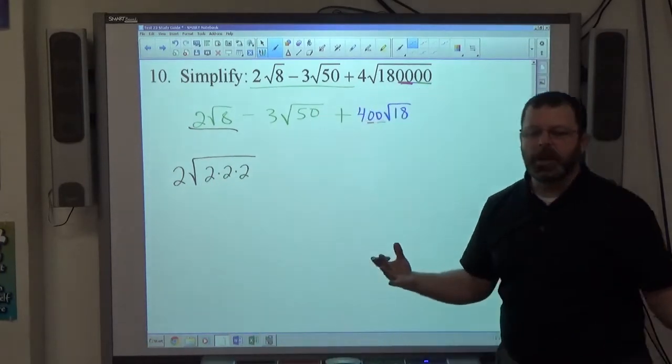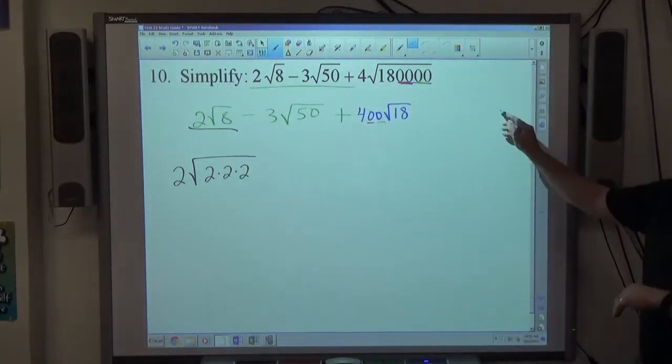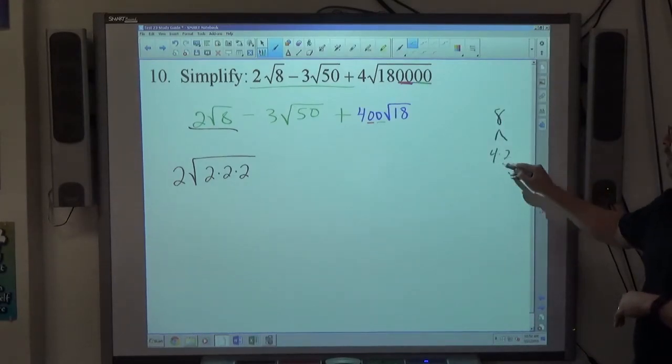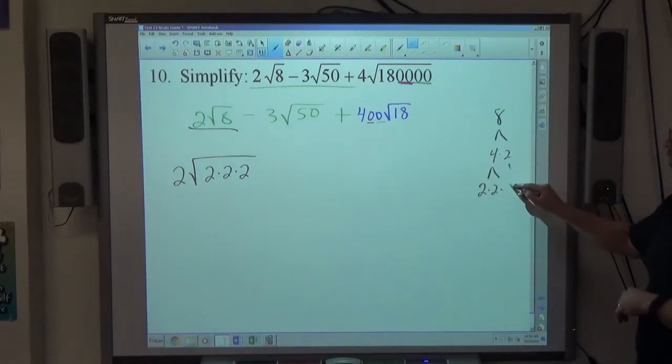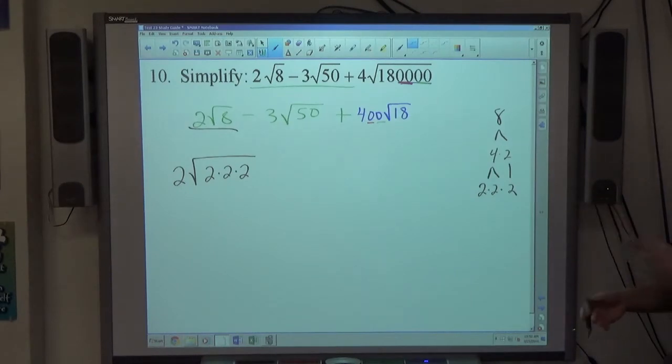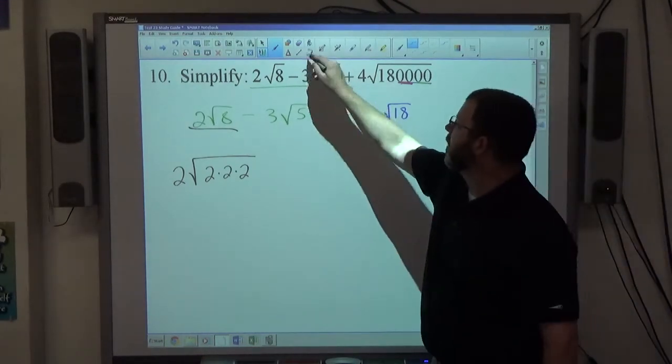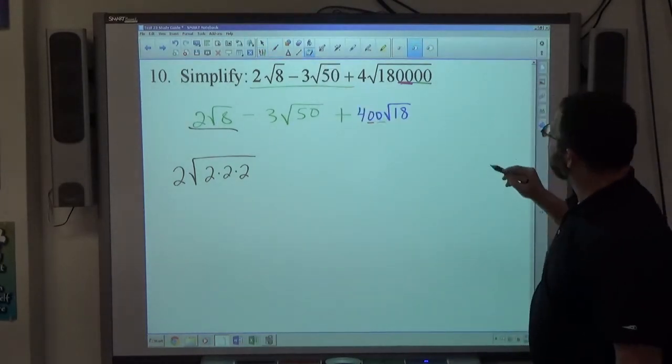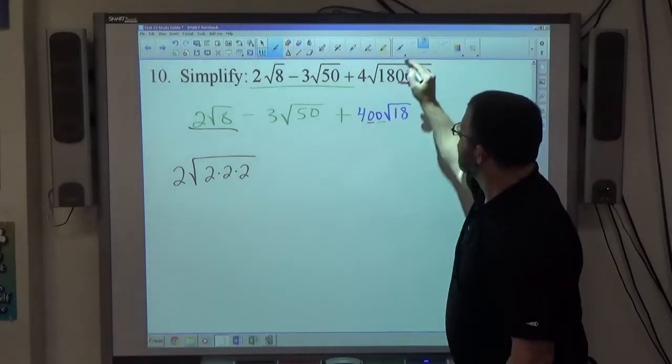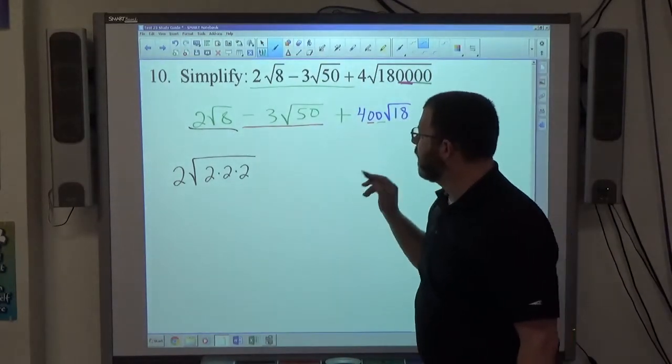If that's something you can do mentally, fine. If not, do a factor tree over here. 8 is 4 times 2. And 2 times 2 times 2 is what ends up happening. Again, if they're small enough, you can just figure them out in your head. That's fine. I don't mind that at all. The second one, minus 3 times the square root of 50. I'm going to do this.